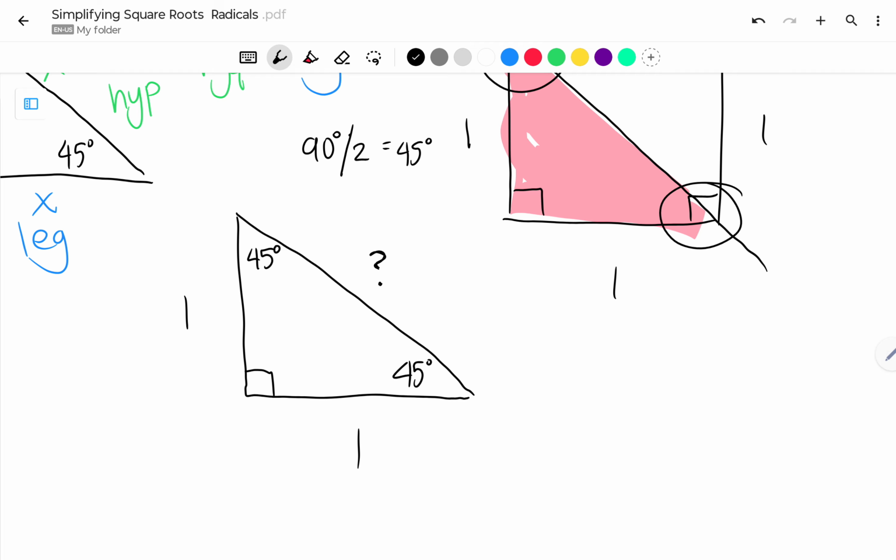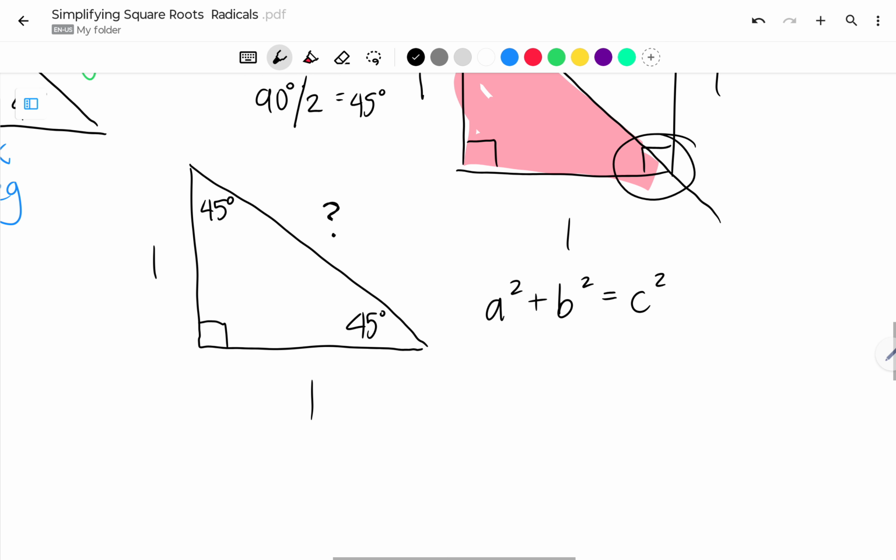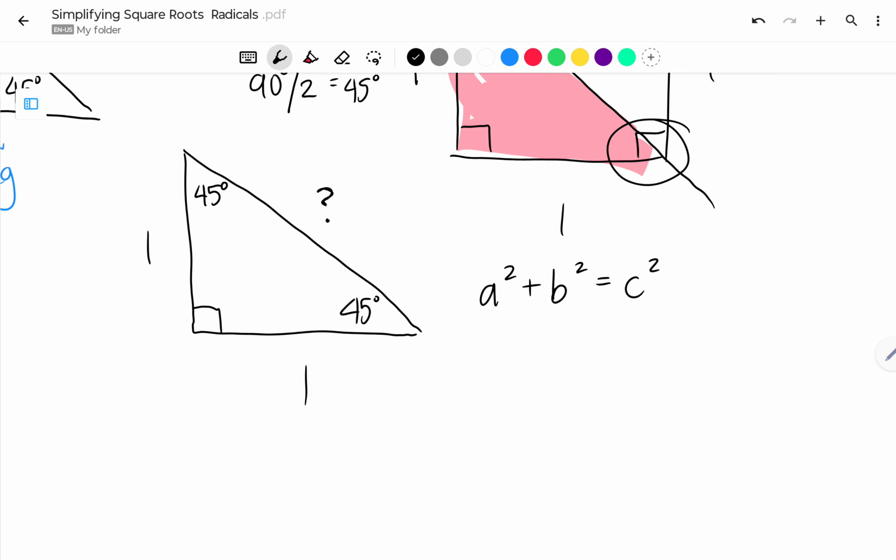So if we're trying to solve for that question mark side, we have a right triangle, we have 3 sides here. So let's use our favorite theorem, the Pythagorean theorem. A squared plus b squared equals c squared. We know a and b, the hypotenuse is always your c. So let's put in question mark for c.